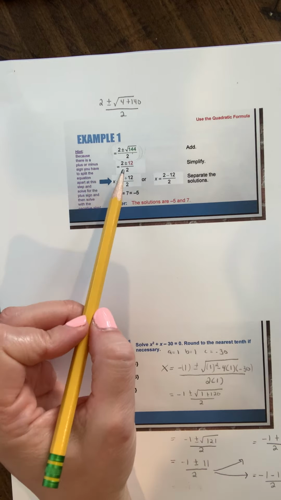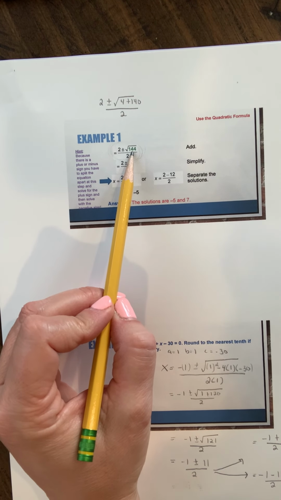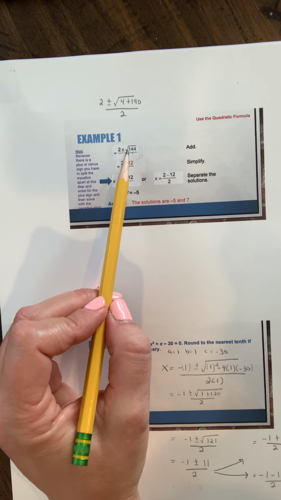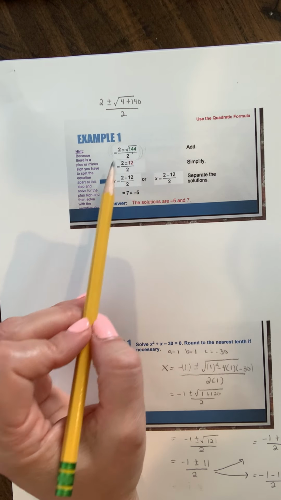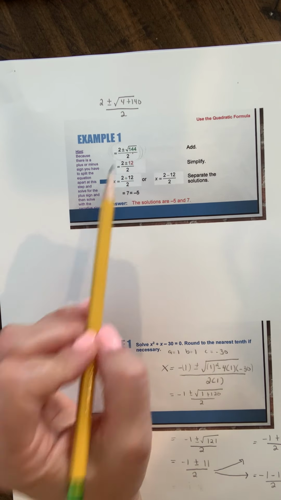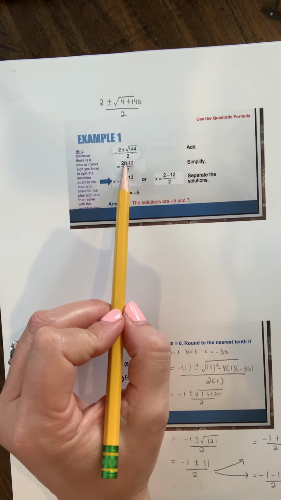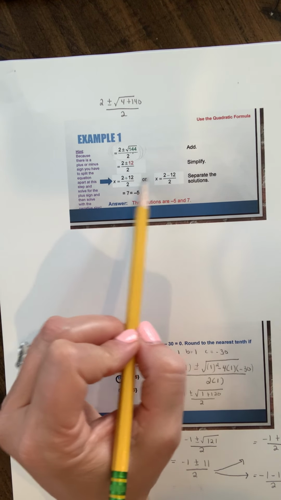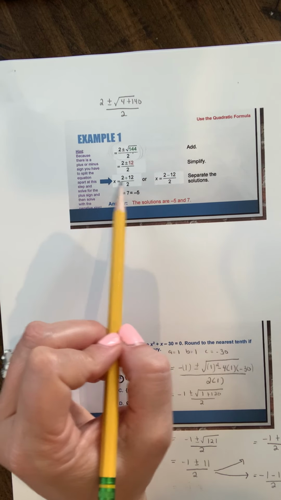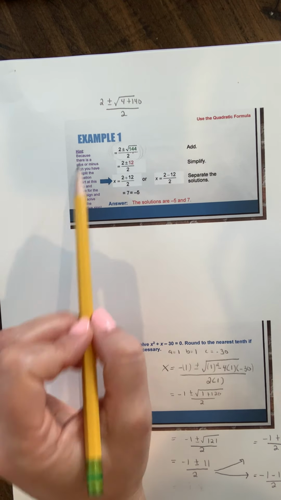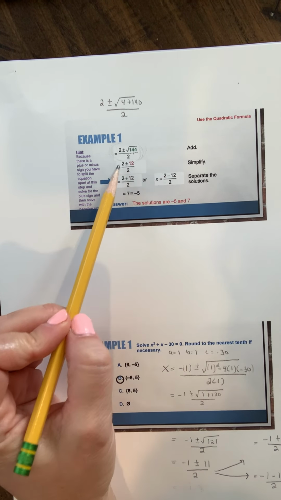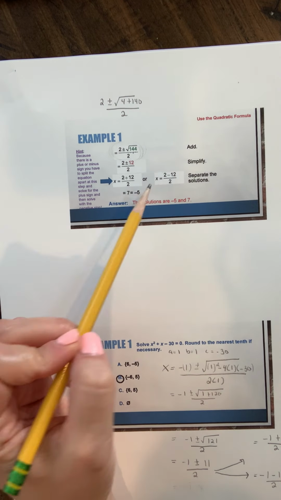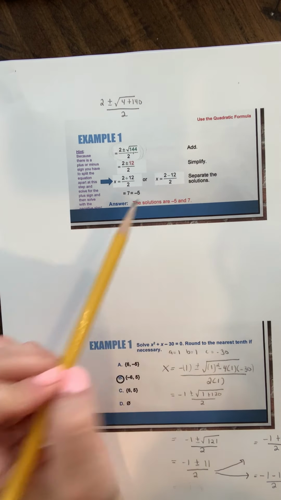Okay, so I'm going to take the square root of 144. And luckily it's a perfect square. The square root of 144 is 12. So I have 2 plus or minus 12 over 2. Here is where I split into my two equations because I have that plus or minus sign. Read my hint. That's what I'm telling you. So I have 2 plus 12 over 2, and then I have 2 minus 12 over 2.